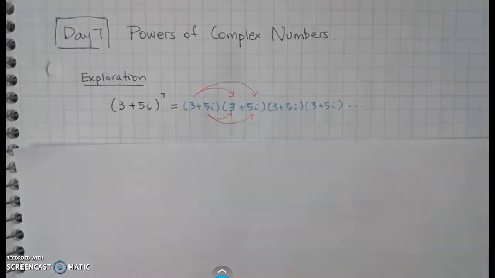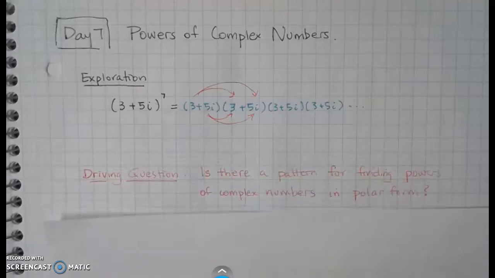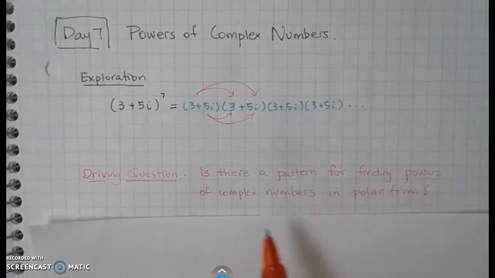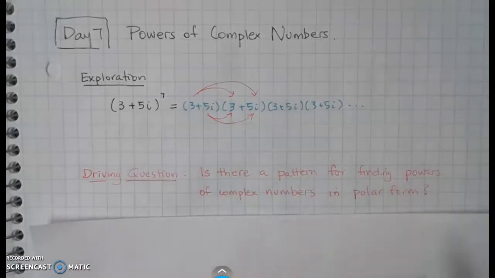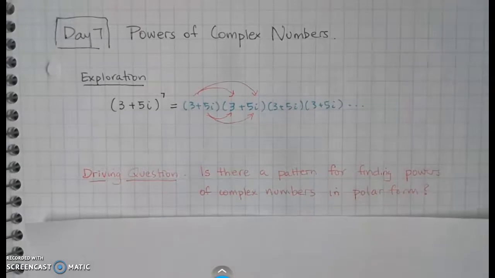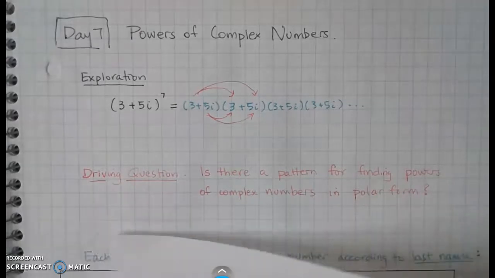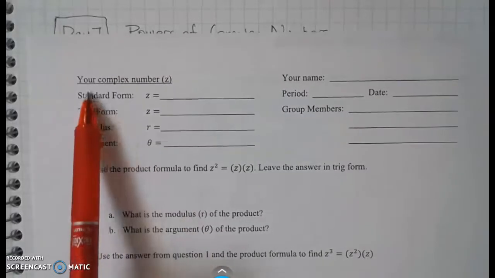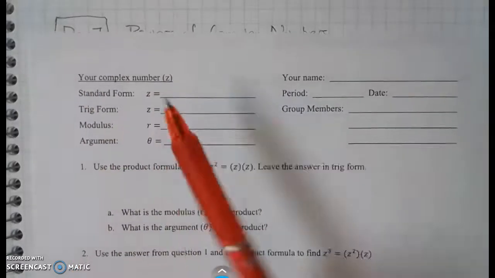Yes, there is an easier way, especially if it is written in polar form. And so the driving question right now is, is there a pattern for finding powers of complex numbers in polar form? And to do that, we are going to start with this worksheet that you are going to receive in class. And this is the one that says your complex numbers and so on and so forth.